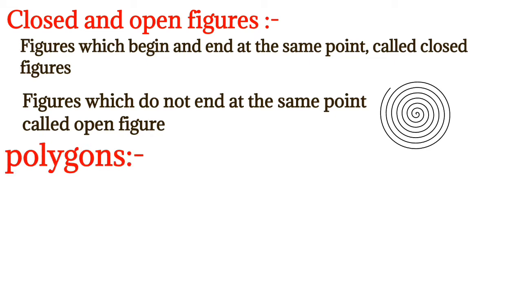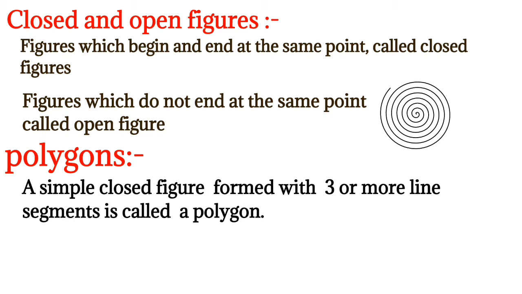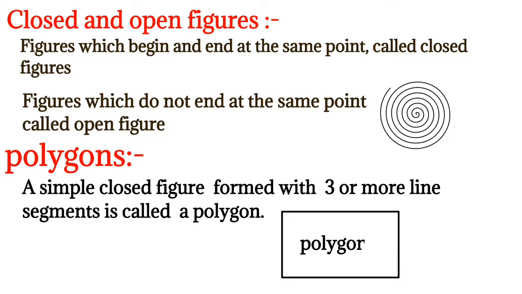Coming to the next topic, that is polygon. The above closed and straight line figures are called polygons. Figures which have straight lines and must be closed, these types of figures are called polygons. It means a simple closed figure formed with 3 or more line segments is called a polygon.